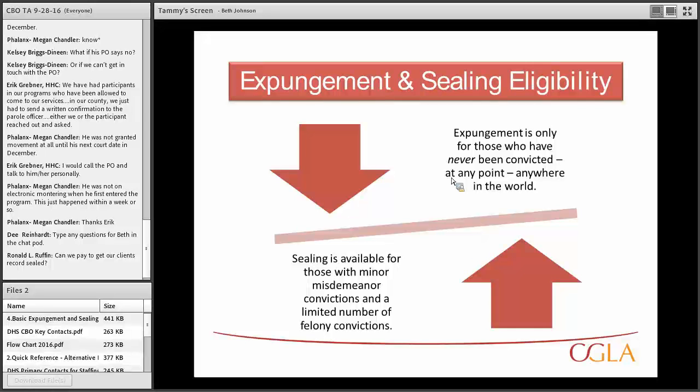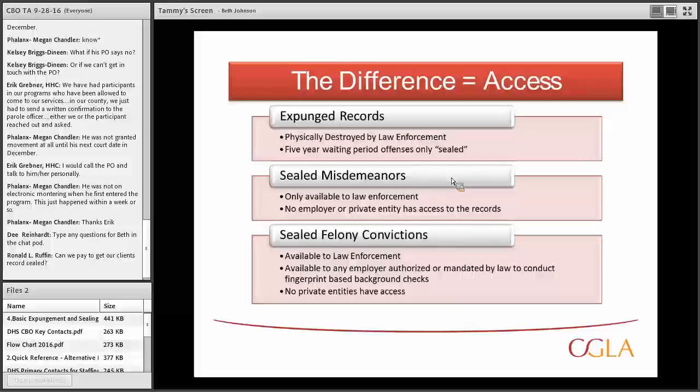But these are the two main ways to clear your record. And the biggest difference between these two remedies, expungement and sealing, is who has access to that record. Records that are expunged are physically destroyed by law enforcement. So when you get pulled over in the future, the police don't even have a record of that. Allegedly, right? That's what the law says has to happen. There's no doubt that the law and reality don't always match.